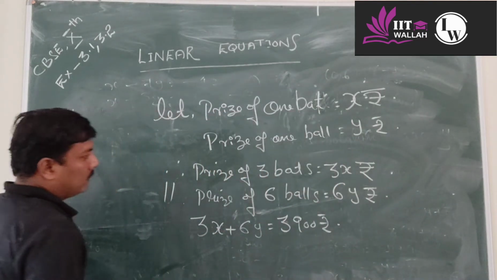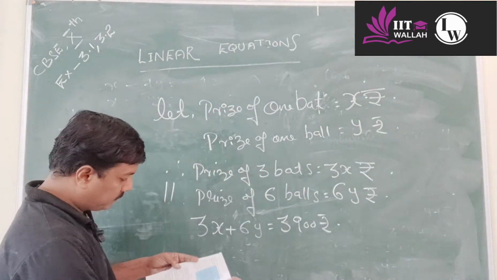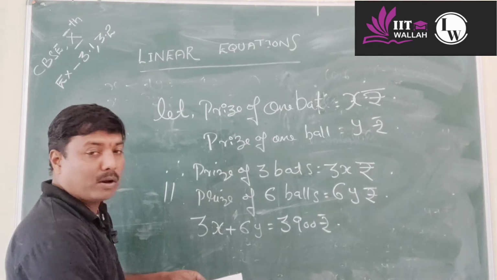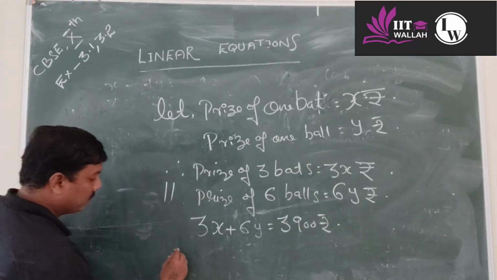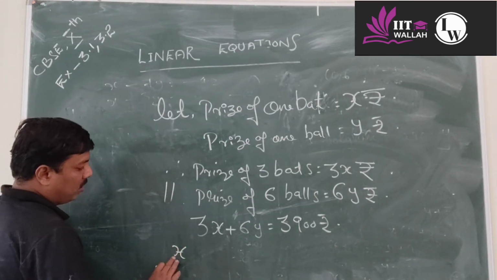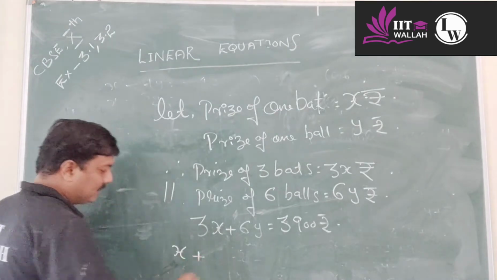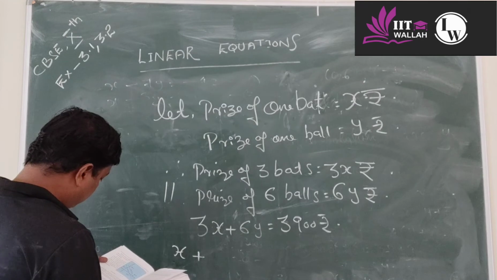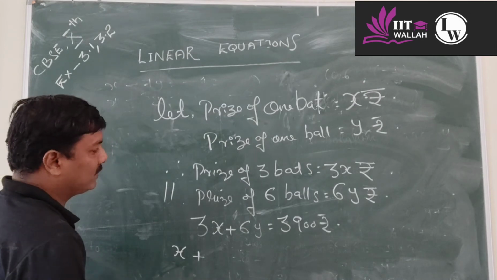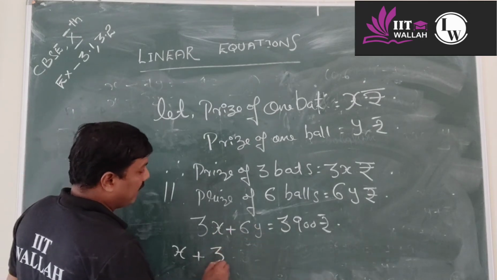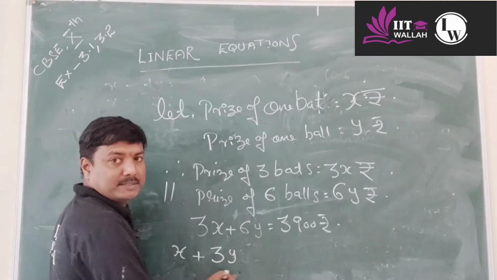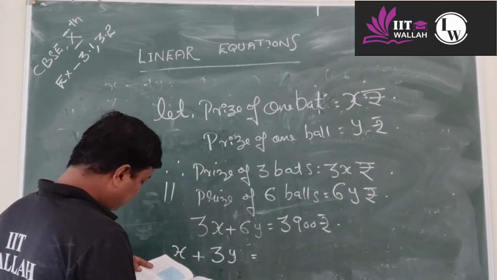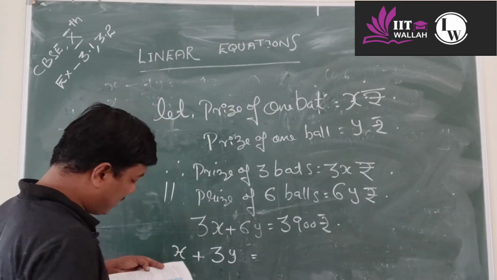Now, let's check the other condition. Later she buys another bat and 3 more balls. Another bat means only one bat. So, x rupees plus 3 more balls. 3y will be the price of 3 balls, right? Is equal to 1,300.